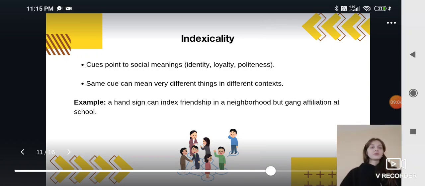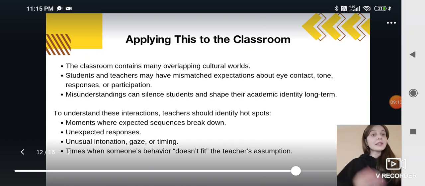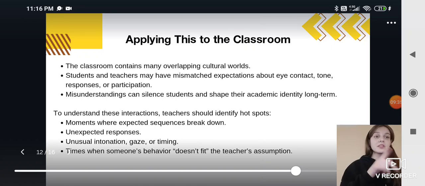Like we said, cues can vary from context to context and culture to culture. How can we apply all these things to the classroom? The classroom contains many overlapping cultural worlds. Students and teachers may have mismatched expectations about eye contact, tone, responses, or participation. And misunderstandings can silence students and shape their academic identity long term.